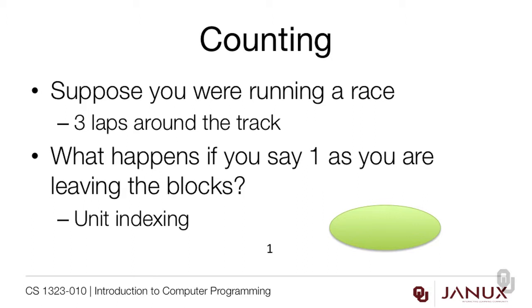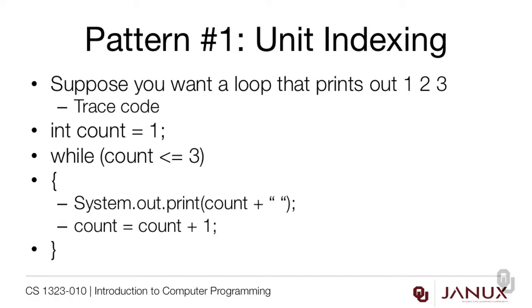So you leave the blocks and you say 1. You go around the track once. Whoop. That's 2. Then you go around the track a second time, and that's 3. So you've counted to 3, but you've only done 2 loops around the track. That is a problem. Won't win many races that way.